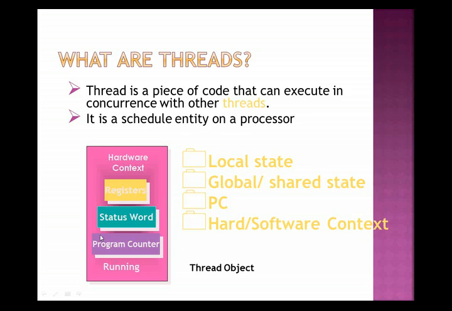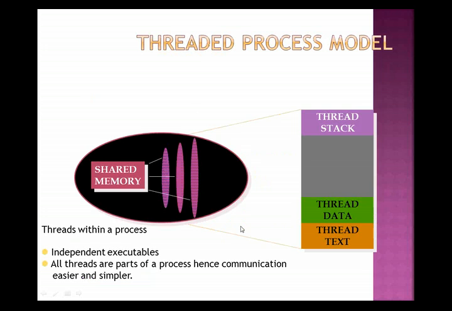Then what are the thread objects? What are the contents available in a thread object? First of all, there is a hardware context, registers, a status word, a program counter, and a running condition. So these are the various thread objects available. One is your local state, one is your global state, one is your PC, one is your hardware context. Then this is the threaded process model. This is a thread based model, or thread process model, showing how threads will be used or accessed.